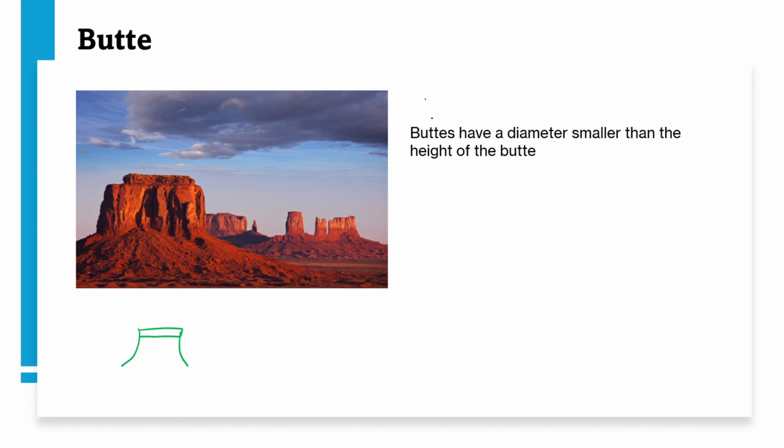So for us to have a butte, we have a mesa that is going through scarp retreat. Buttes have a characteristic diameter that is smaller than the height of the butte. If you look at the diameter here, the distance from here to here, which is just the wideness of this butte, maybe it can be something like 20 meters, but the height is way longer than that. So the diameter is smaller than the height. If you compare that to a mesa, remember that for a mesa, the diameter is larger than the height. But for a butte, the diameter is smaller than the height.